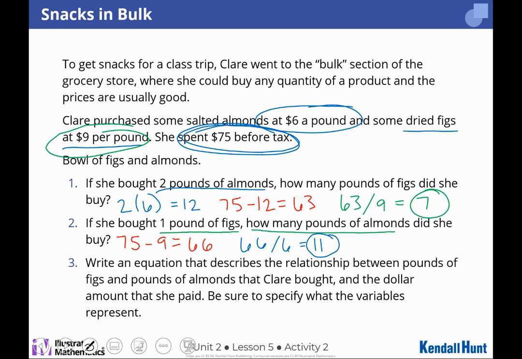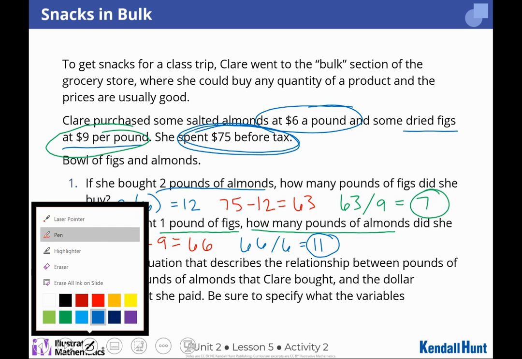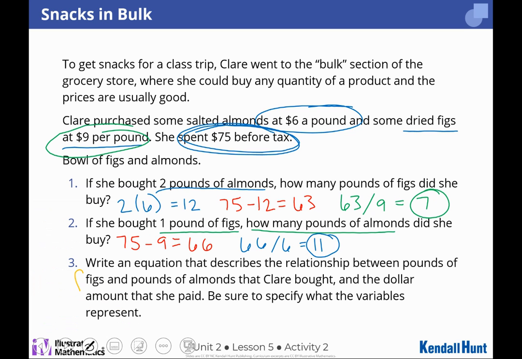All right, so number 3 then, an equation that describes the relationship between pounds of figs and pounds of almonds that Claire bought and the dollar amount she paid. So we can use F to represent the pounds of figs, and we can use A to represent the pounds of almonds. And so if we know that almonds are $6 a pound, 6 for each pound of almonds, and figs are $9 a pound, and the total spent is $75. Okay, so that's 1, 2, and 3 in your textbook on page 166, and we're going to get to number 4 here on the next slide.